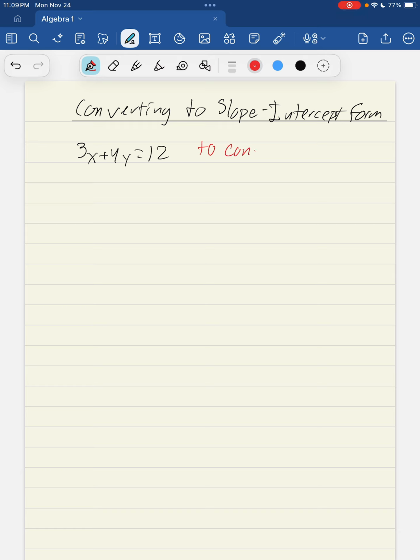So to convert to y equals mx plus b, we need the y to be by itself. We need to isolate the y. Okay, that is our goal here. There's a two-step process that you can do pretty much every time you do these problems, and I'm going to show you guys right here.